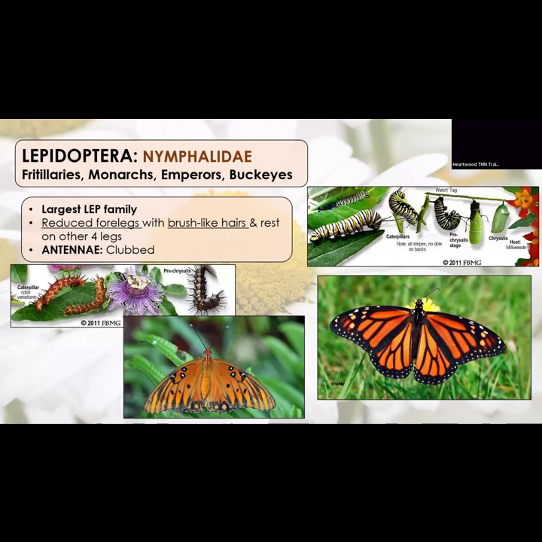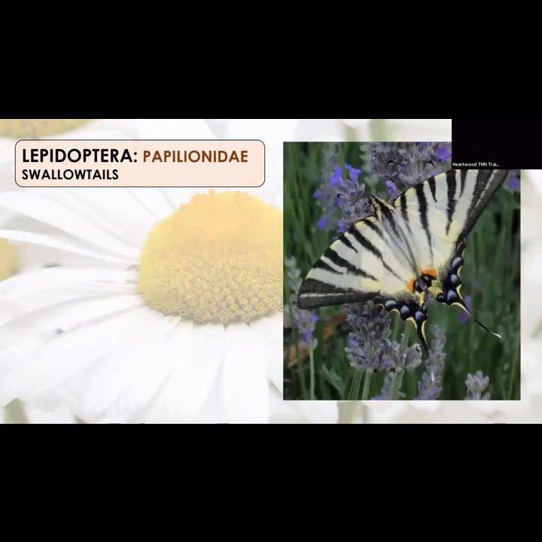So when they're at rest, it might look like they're only standing on 4 legs. That's because the fifth and sixth legs, like, they're up here and they're reduced. So that in itself helps you get down to a family right there. Huh, that butterfly looks like it only has 4 legs. It's probably a Nymphalidae. It has 6 legs, it's just different.